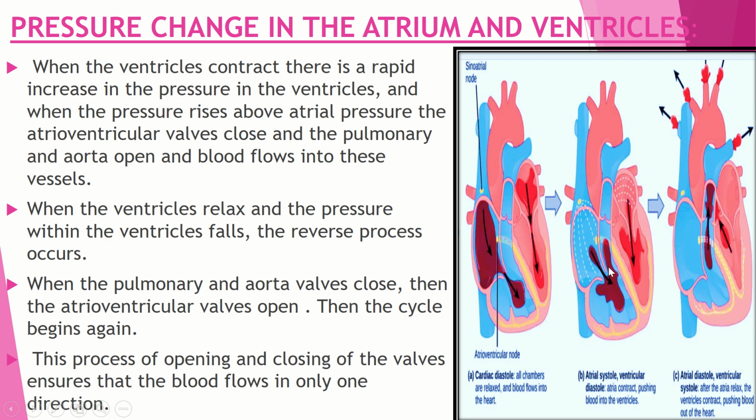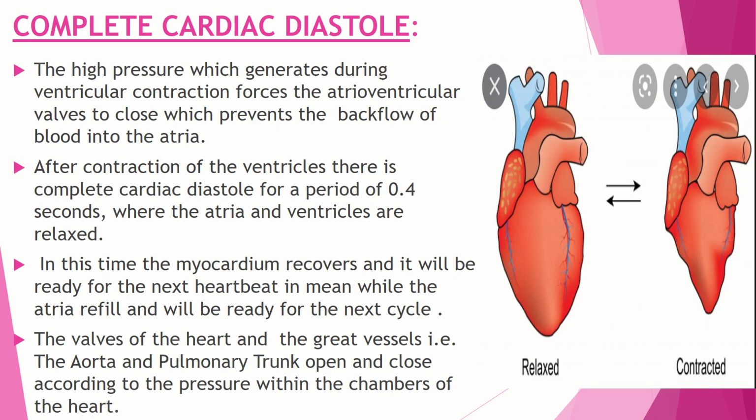So what happens is, when the atrioventricular valves are open, the pulmonary valves, that means the semilunar valves, will be closed. When the semilunar valves are being opened, the atrioventricular valves will be closed. Only one valve will be opened at a time, so that the backflow of the blood will be prevented. Okay, so that is the meaning of that.